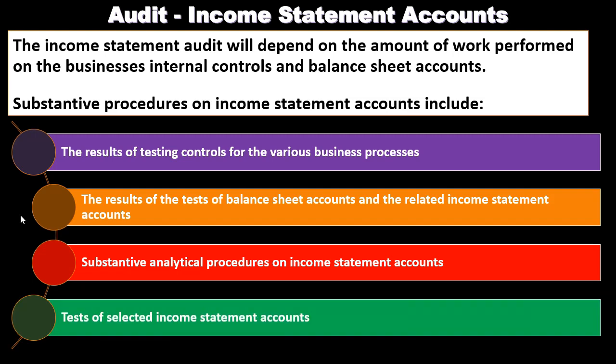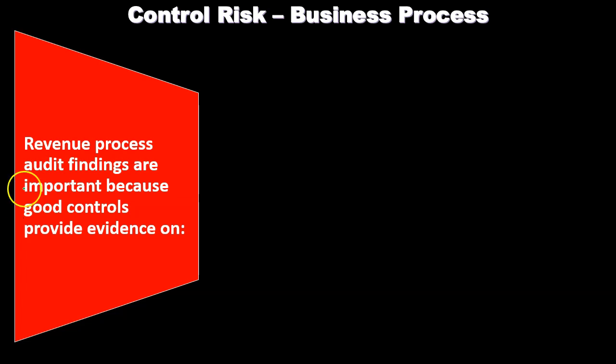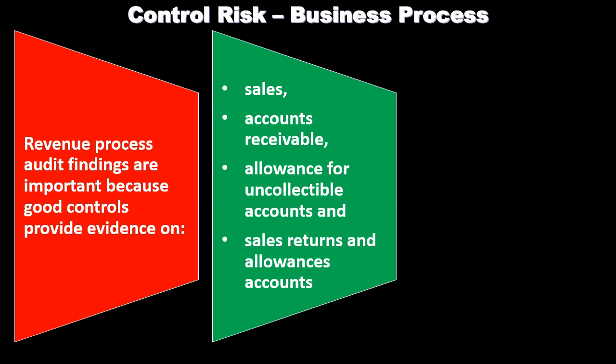Test of selected income statement accounts. Then we'll have selected income statement accounts that we may do further testing on. Now we will consider control risk related to the business process. Revenue process audit findings are important because good controls provide evidence on sales, accounts receivable, allowance for uncollectible accounts, and the sales returns and allowances account.